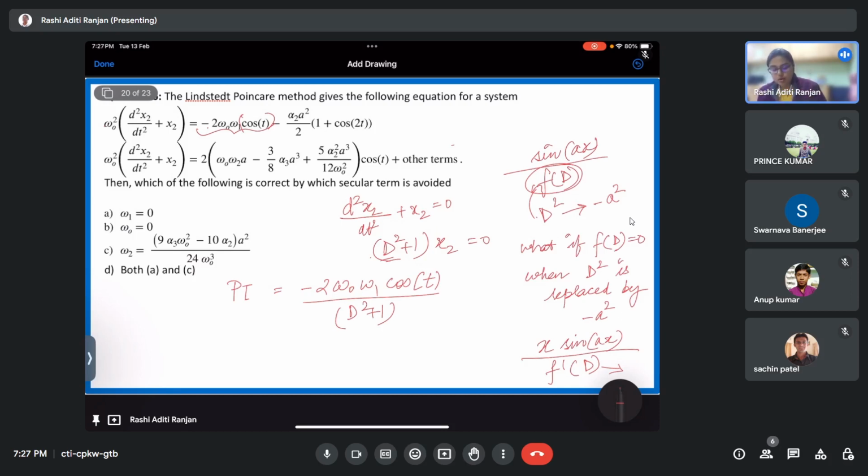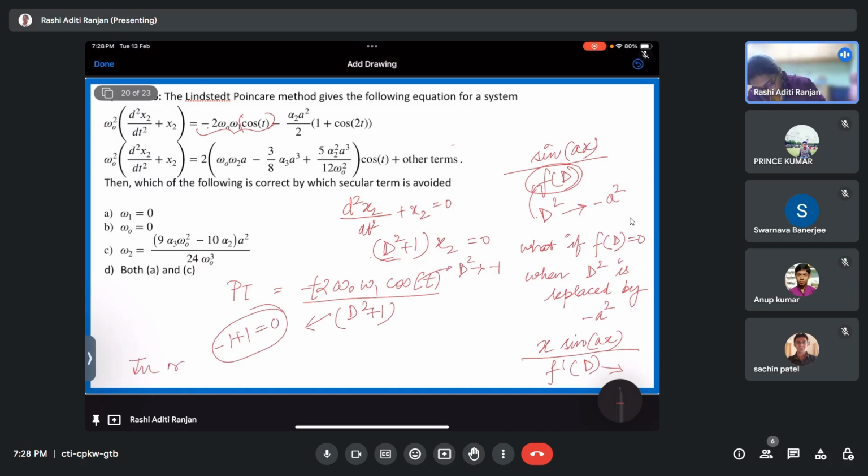Okay, so if you see this expression, here our a is 1. So what do we have to do? We'll have to replace D square by minus 1. And if I do it here, what is going to happen? Minus 1 plus 1, 0. This becomes undefined. So in that case, I'll have to multiply it with t over here in order to find the particular integral, isn't it?